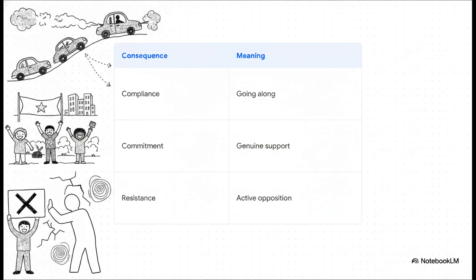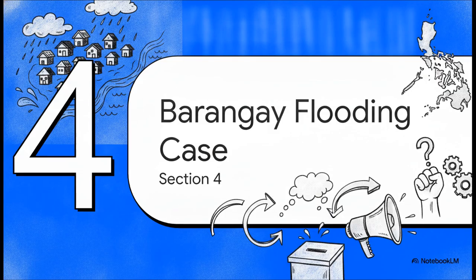Now, you have to ask yourself, which of these outcomes do you think leads to the most sustainable, long-term governance? I mean, sure, force might get you temporary compliance, but true, lasting progress, that requires commitment. All right, let's put all this theory into practice with Section 4, the barangay flooding scenario.